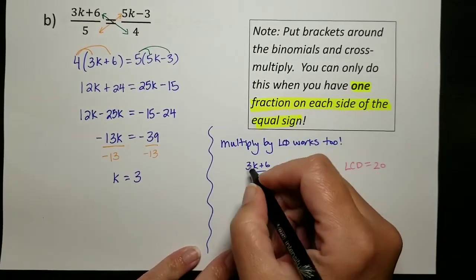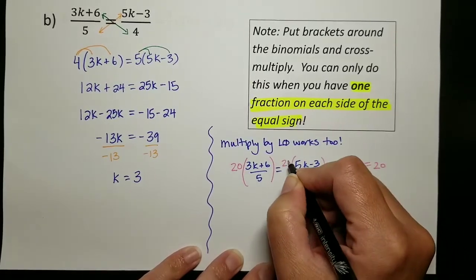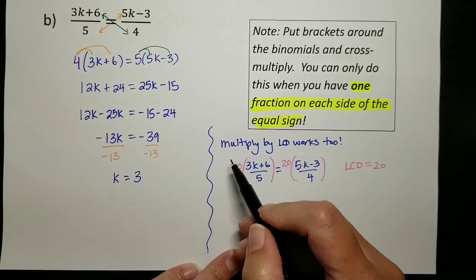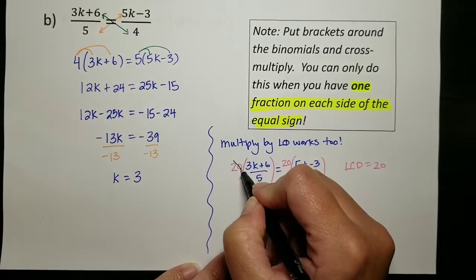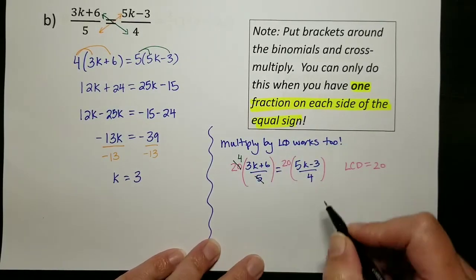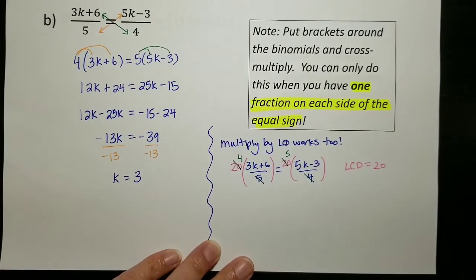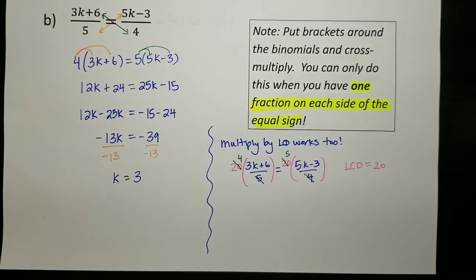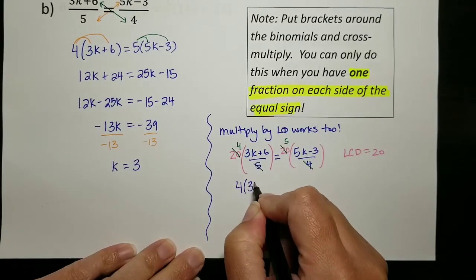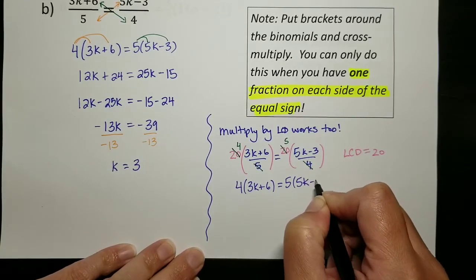So you could take this side of the equation and multiply the fraction by 20, and multiply the fraction on the other side by 20. Now we're going to do reducing. I'm multiplying by 20 but dividing by 5, so I'm going to reduce 20 and 5 and I'll be left with 4. And here I'm going to reduce 20 and 4 and be left with 5. So my next step, there's still quite a bit of work. We've got 4 times 3k plus 6 equals 5 times 5k minus 3.